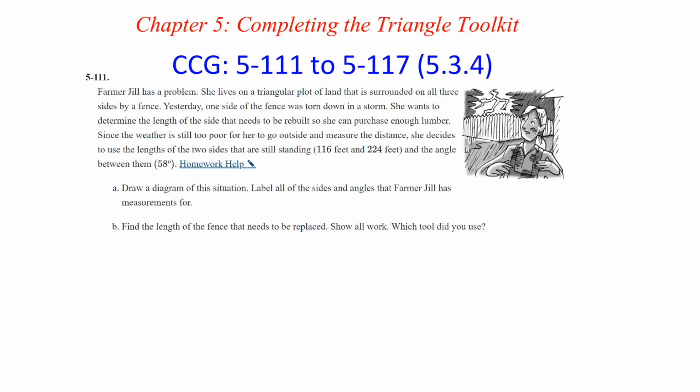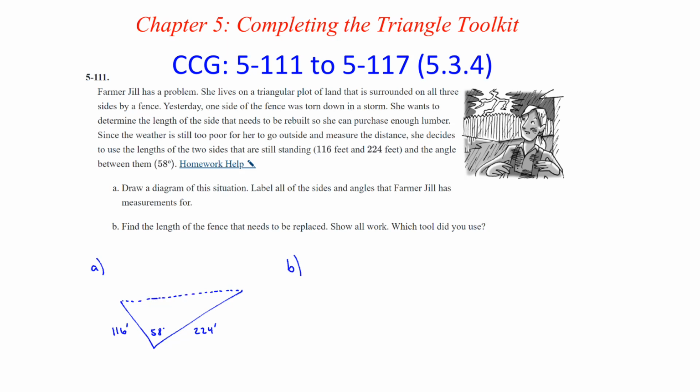Part A, draw a diagram of this situation, label all the sides and angles that Farmer Jill has measurements for. So, Part A, we need two sides that are still standing. So we'll just draw a triangle here. We'll make this 224 feet. The shorter side 116 feet with an angle between them of 58 degrees. Not drawn to scale, but that's what we're looking at. The side that is missing is the one that was torn down by the storm.